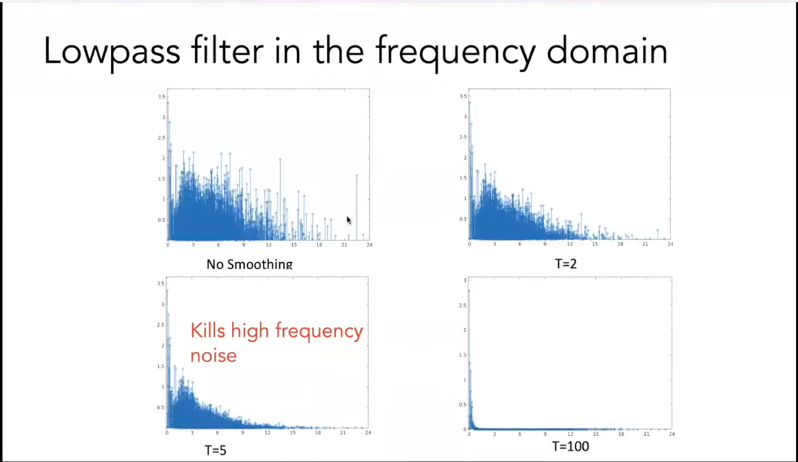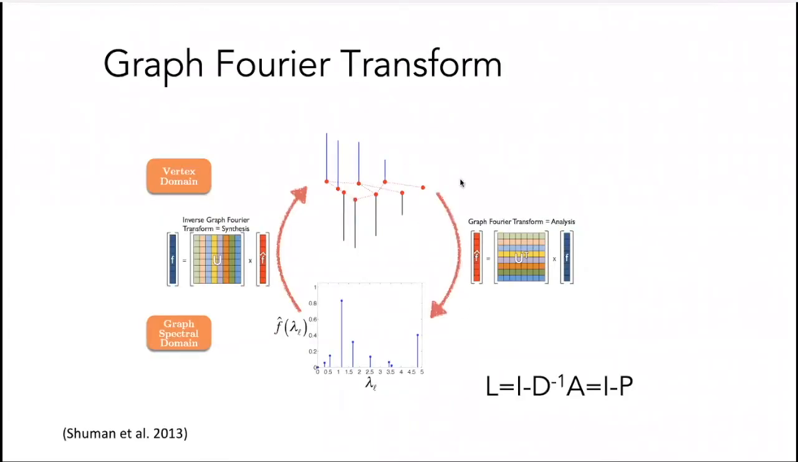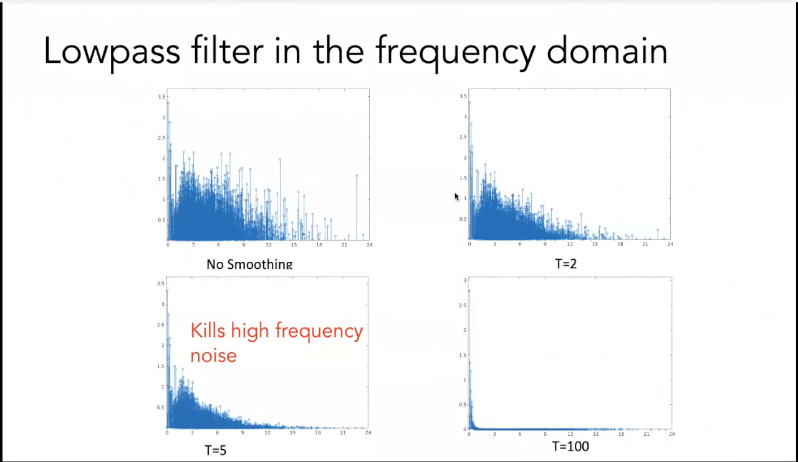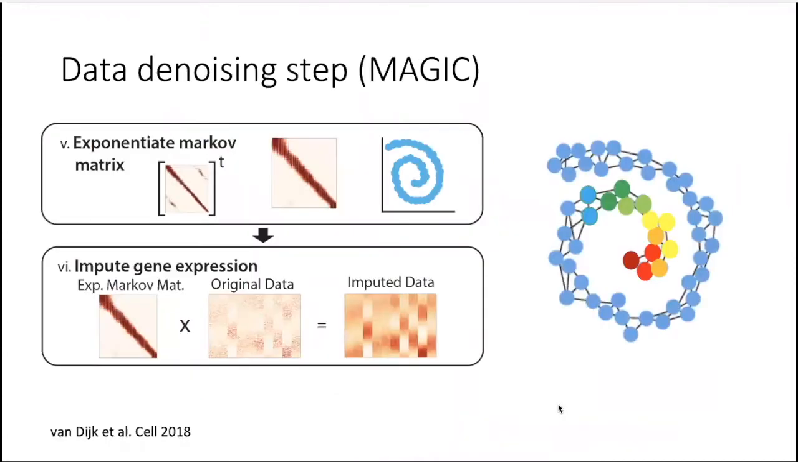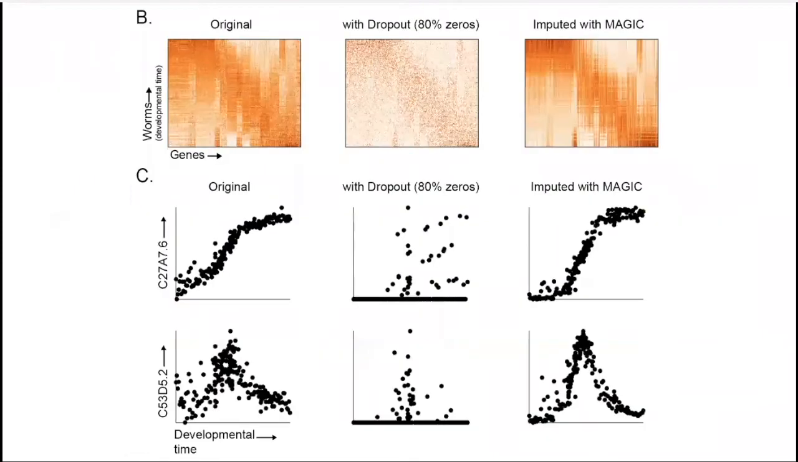So you can look at this in the frequency domain, what's happening when you apply the powered diffusion operator. In this graph Fourier domain, what you're seeing is as you raise your power of t, you're getting sharper and sharper low-pass behavior. Previously, we had used just one step of this to create an algorithm called MAGIC that denoised data. But now we're using it over and over again and recreating the operator to create a diffusion filtration.